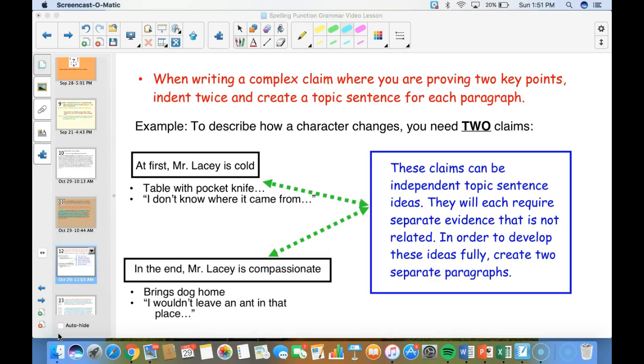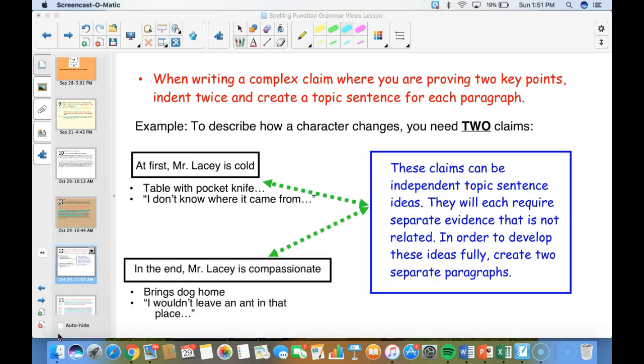So in this example, whenever there's a question that asks about a character and how they change, you know that you're going to be writing about two very different ideas. One, how the character is in the beginning of the story, and later how the character is at the end of the story. So your two pieces of evidence are going to be very different. They're not related to each other.